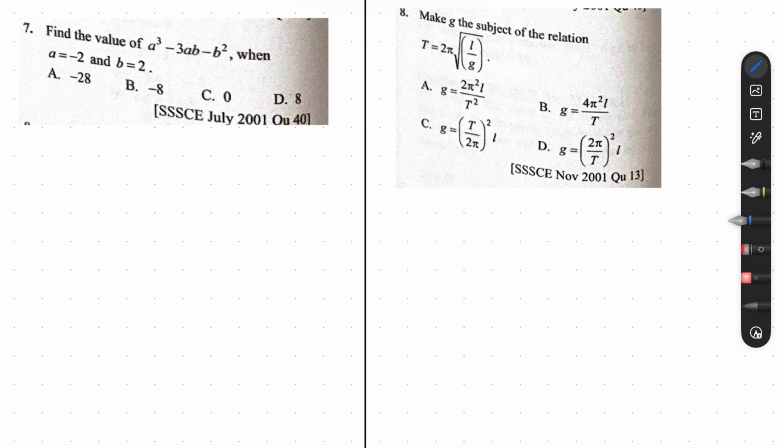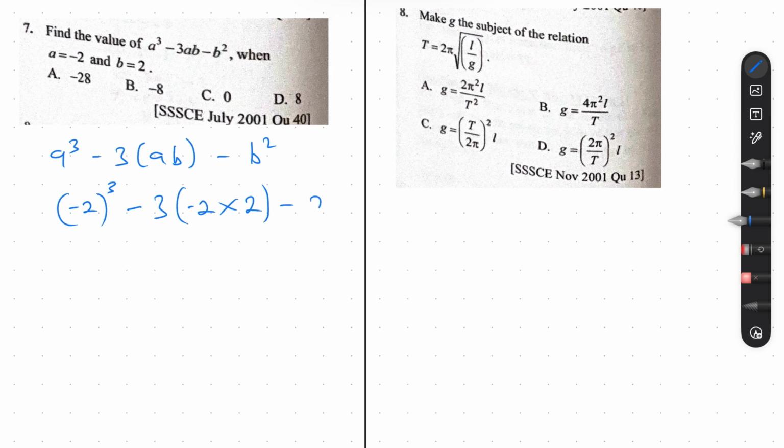So let's just write it down. We have a cubed minus 3ab minus b squared. Okay, so let's put in the values. A is what? Negative 2. So negative 2 cubed, minus 3 times a. A is what? Negative 2. Times b. B is what? 2. B is 2. Then minus b squared. B squared is what? We have b squared.